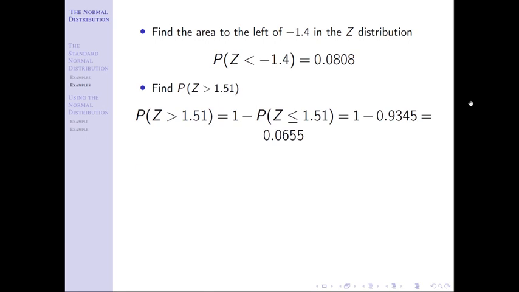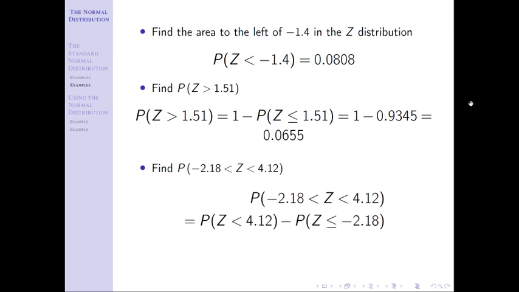And then we have an in-between probability. We use that trick we talked about previously. This is going to be probability z is less than 4.12 minus the probability z is less than or equal to negative 2.18. Notice if you have a z-score that runs off the table, it doesn't actually include it. You're just going to use the most extreme value in your table. Some tables that's 0.9999. This one it's 0.9998. Not a big deal. You're not going to get counted off.